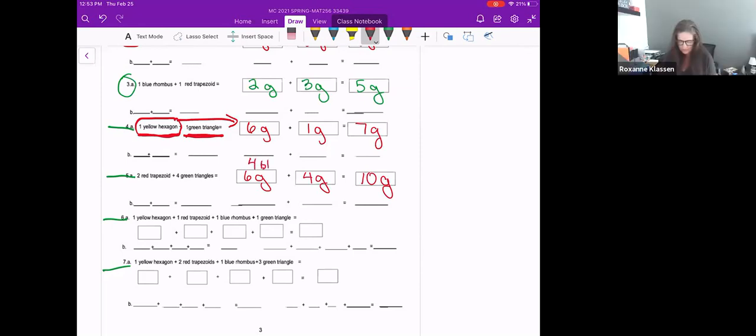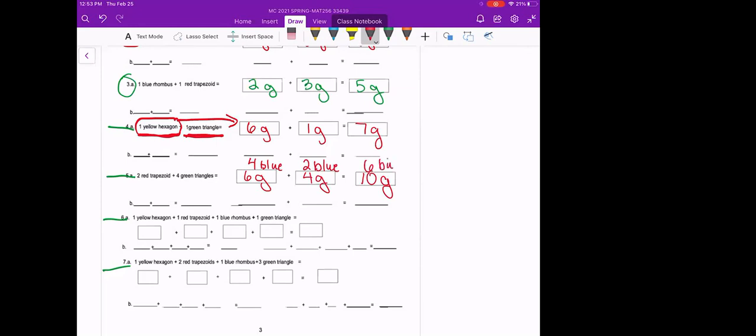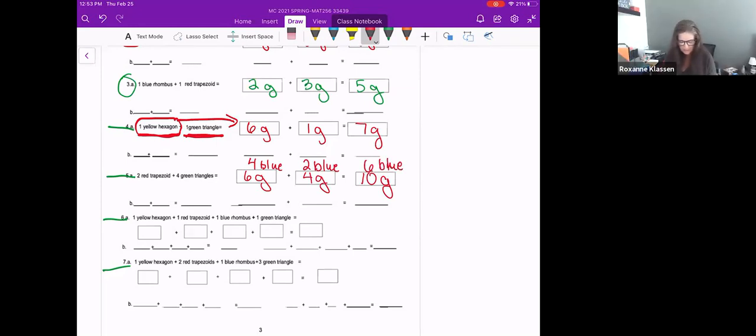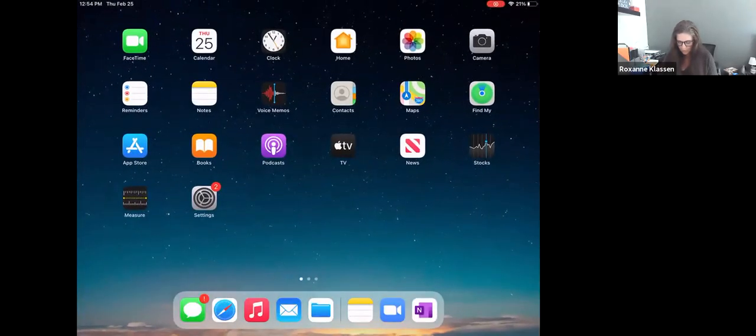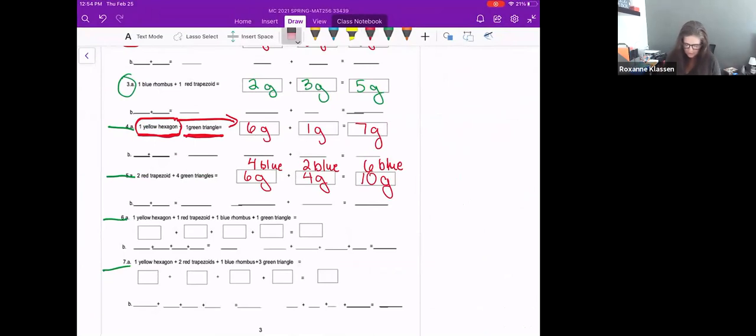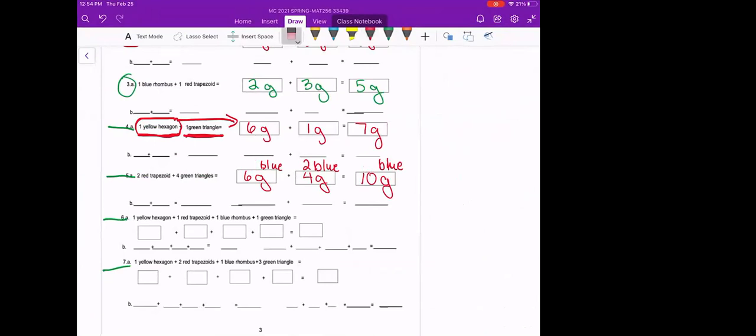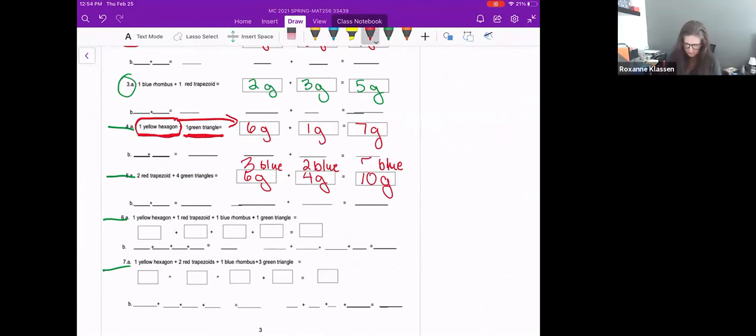Let's write that down. 4 blue plus, did you say 2 blue? Yes. Is 6 blue. Yeah, so let's make sense of that. If you have 2 red trapezoids, you really have 1 yellow hexagon, right? How many blues fit inside 1 yellow hexagon? Is it 4? Yes. Are you sure, Alyssa? Let's go look. No, I think it's 3. It's 3. I agree with you. It's 3. So do you see how this 4 blue would actually be 3 blue? Yes. Okay, so 3 blue and 2 blue is 5 blue.